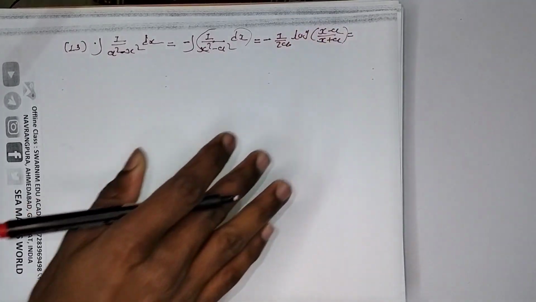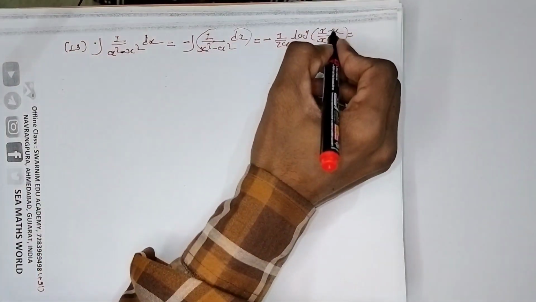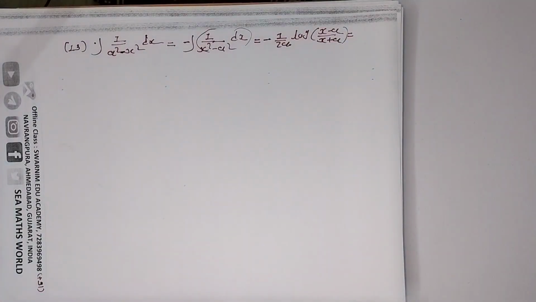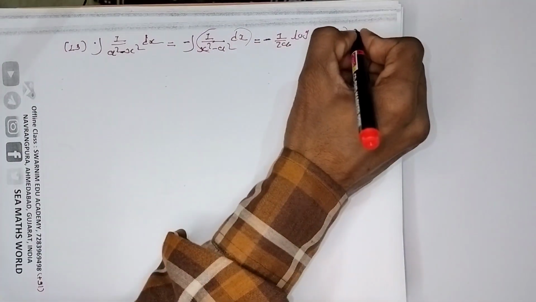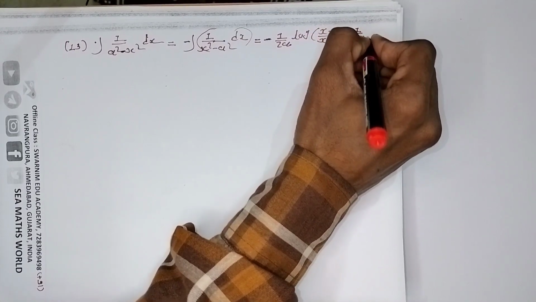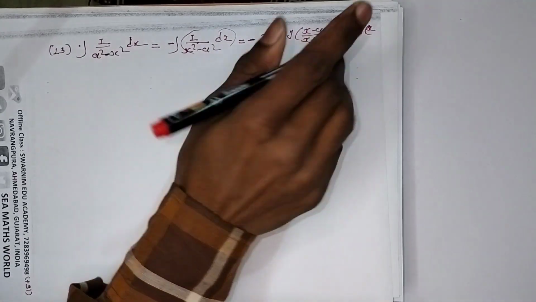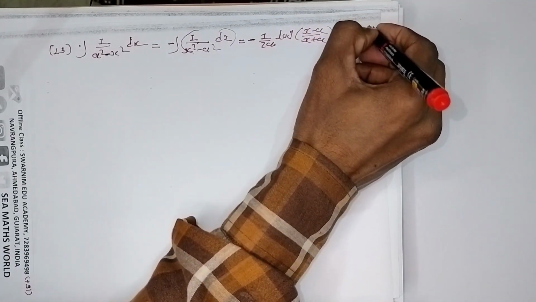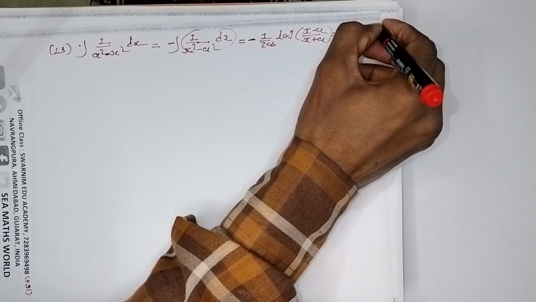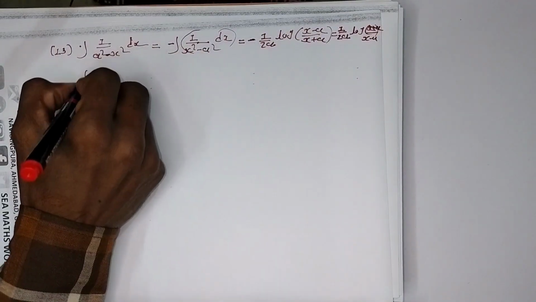Now according to the log property, if we interchange numerator and denominator of the log term, minus will come out, and here is already minus, so that minus minus will become plus. So finally it will be x plus a upon x minus a.